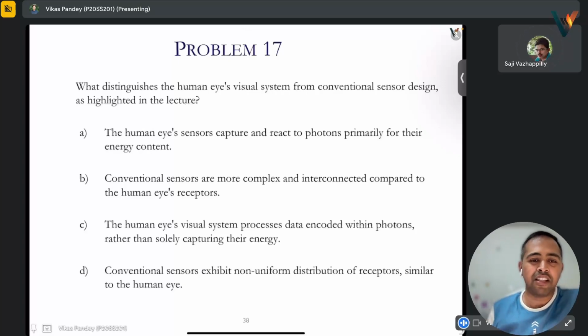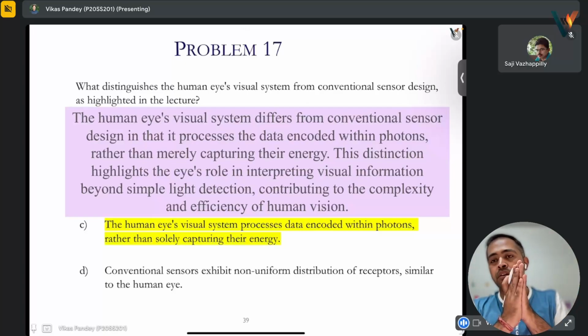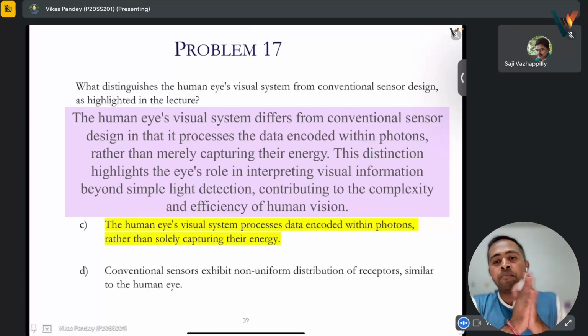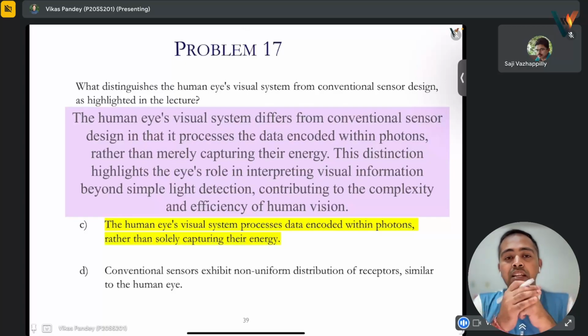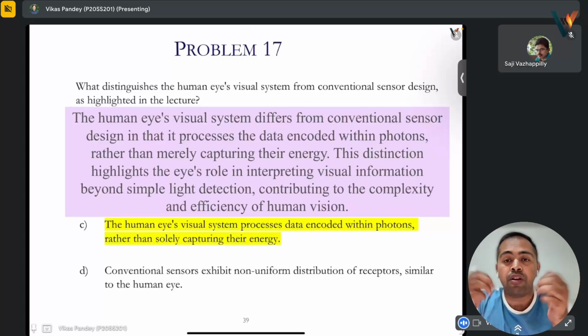Which one? Yeah, sir, C is correct. C only, correct. It is not only, like in the case of a camera, what happens is that it is just the intensity or the energy that is captured. Whereas in our eyes' case, it is not only the energy, it is much more than that. It processes the data encoded within photons.